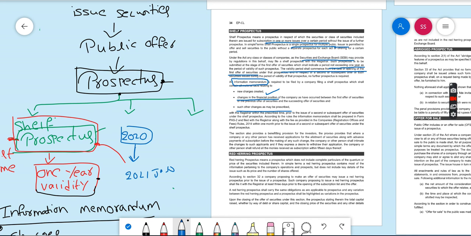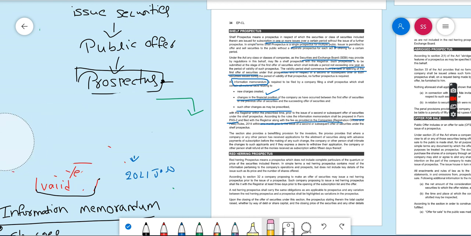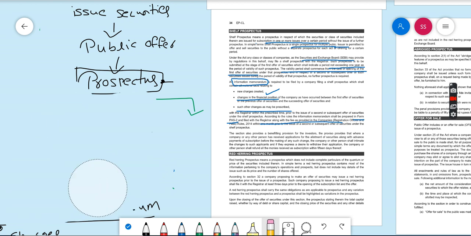Now, this shelf prospectus should be prepared in the form of PAS-2, and it should be filed with the Registrar along with the fees provided in the Companies Act. So that's all about the shelf prospectus. Now let's go to the red herring prospectus.